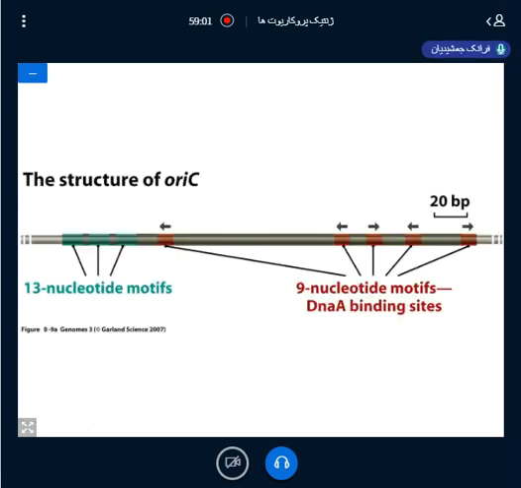So this is very important. Listen to me. In the direction of replication, we need a primer. I will tell you. Every time the replication starts, we need a primer.